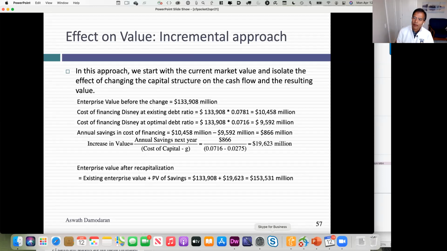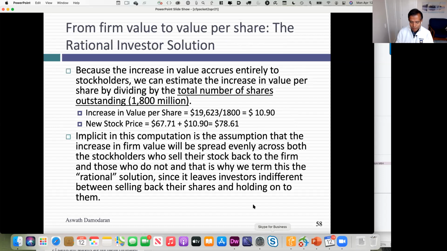So let's say you're all Disney shareholders, pre-change in debt. And let's assume you have 1.8 billion shares outstanding. So this is before I make the announcement, there are 1.8 billion shares outstanding. So I make the announcement to you. Every one of you does what we just did, works out the increase in firm value. So you all estimate the change in firm value to be 19.6 billion. It's very unrealistic because we might each bring different assumptions, but let's say we all agree on the assumptions. So every one of us has a $19.6 billion increase in value.